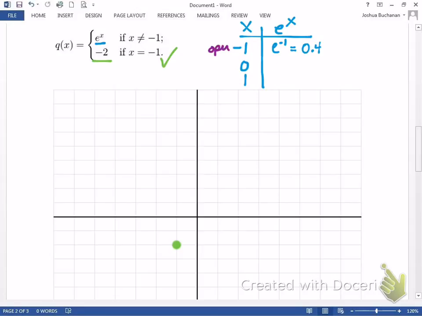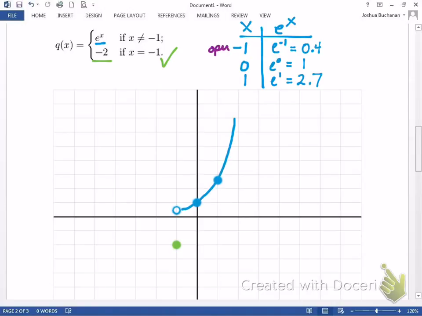And then e to the 0 power is 1. E to the first power is 2.7. So there we have approximated y values. We can plot some points. So negative 1 is approximately 0.4, but remember that's an open circle. X equals 0 is y equals 1, and then x equals 1 is y approximately 2.7. So this here gives us an idea of the direction of this graph.